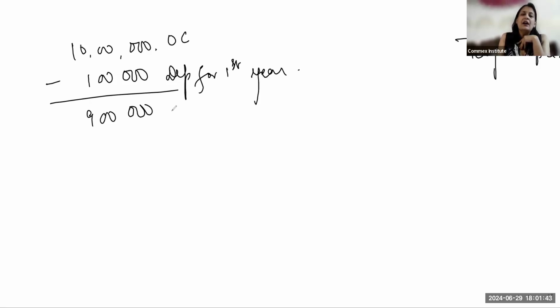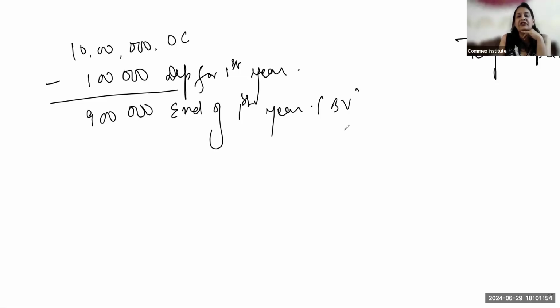And my book value of the car at the end of first year is how much? End of first year. Keep on writing. So end of first year, the value of my car is 9 lakh. This is my book value at the end of first year.